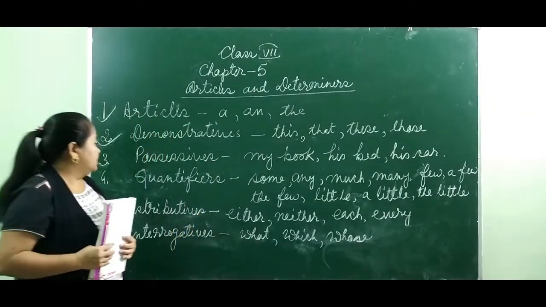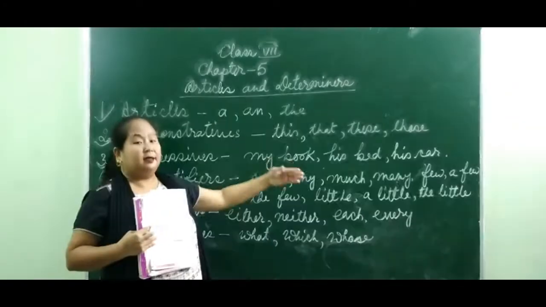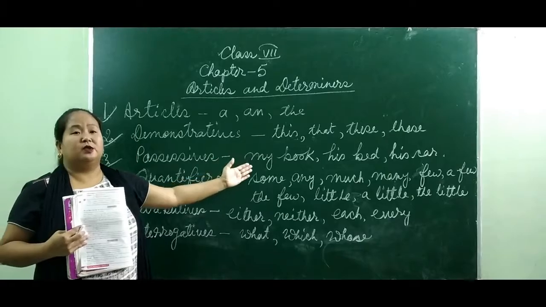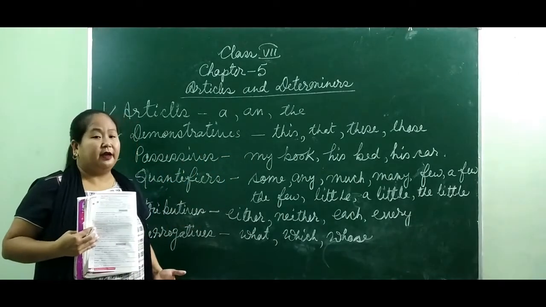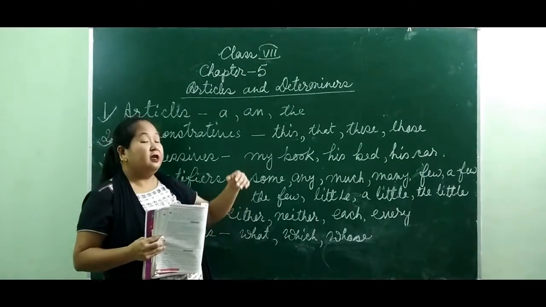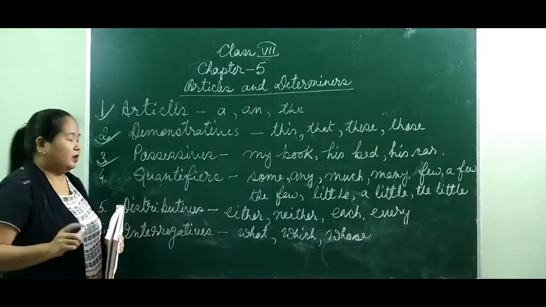Alright. Now possessives. Possessives are my, his, her, their. We use possessives when you want to show possession. So, my book. This is my book. This is my car. This is their house. Okay, that is possessives. And now quantifiers.